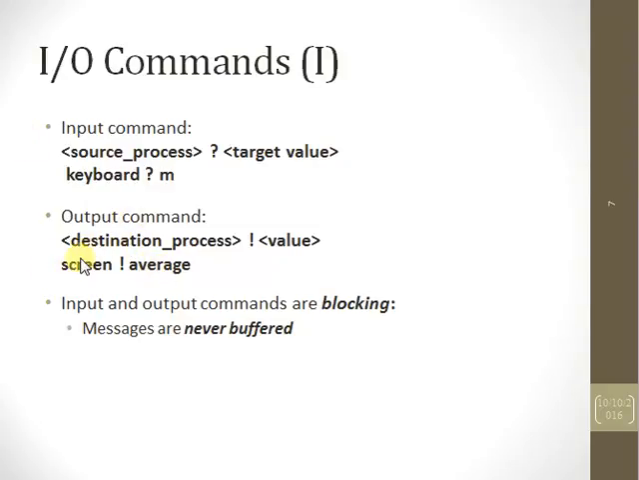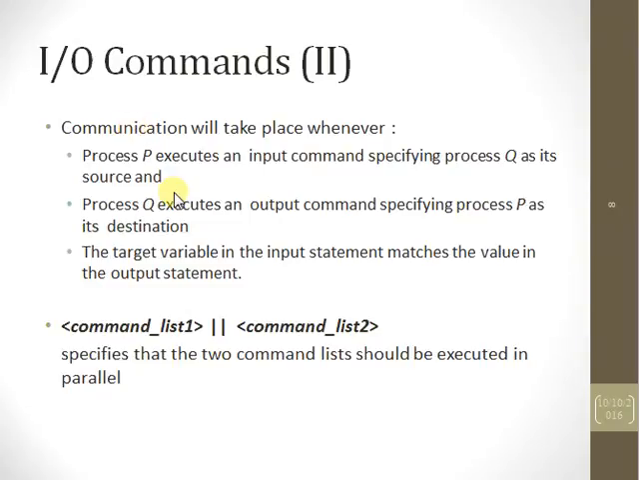So IO commands succeed when process P executes an input command and specifies process Q as its source, and process Q executes an output command and specifies process P as its destination. The target variable in the input statement matches the value in the output statement. This is the main requirement, and these are the parallel alternate commands. This specifies that these two, command list 1 and command list 2, are to be executed in parallel.